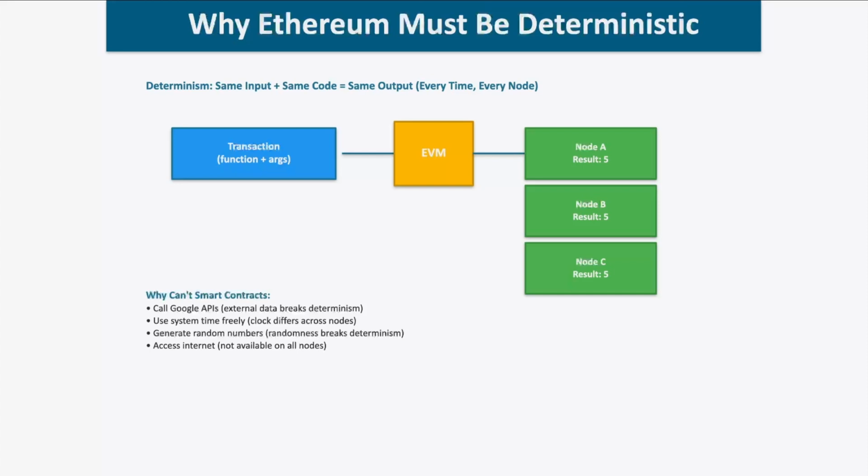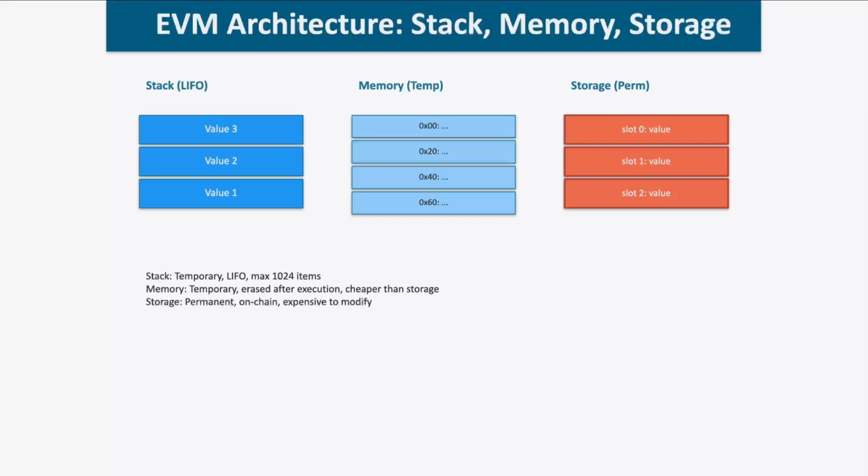That's why Ethereum has oracles, separate systems that bring external data onto the blockchain in a controlled, deterministic way. But the EVM itself, pure deterministic computation. The EVM has a very specific architecture. It uses 3 different types of storage, and understanding the difference is critical.